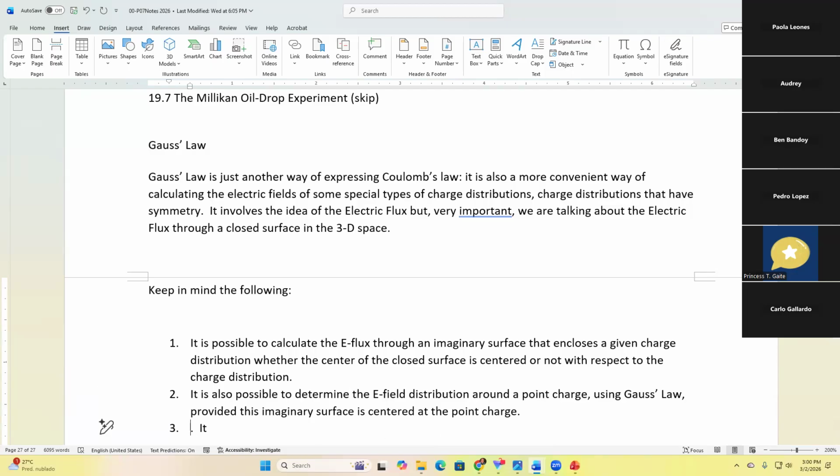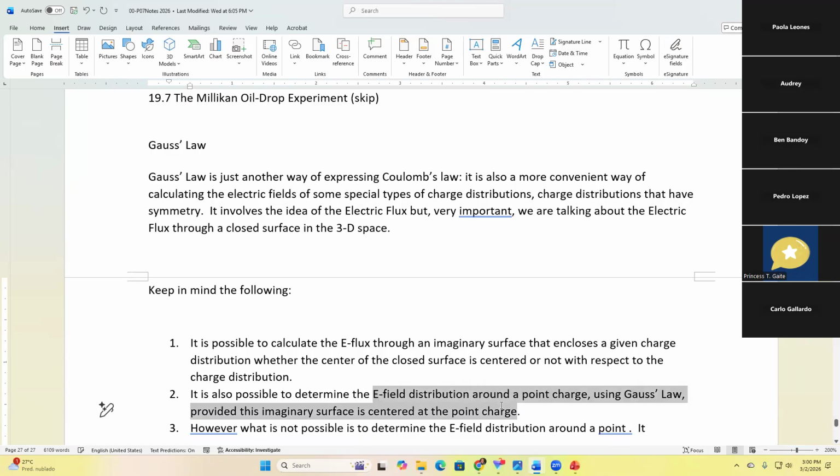However, what is not possible is to determine the electric field distribution around a point charge. Let me copy everything here.